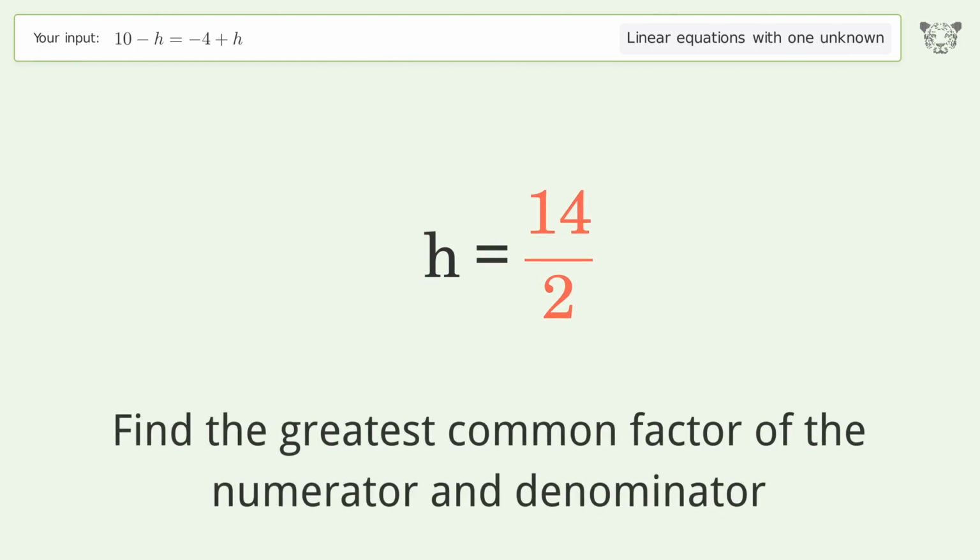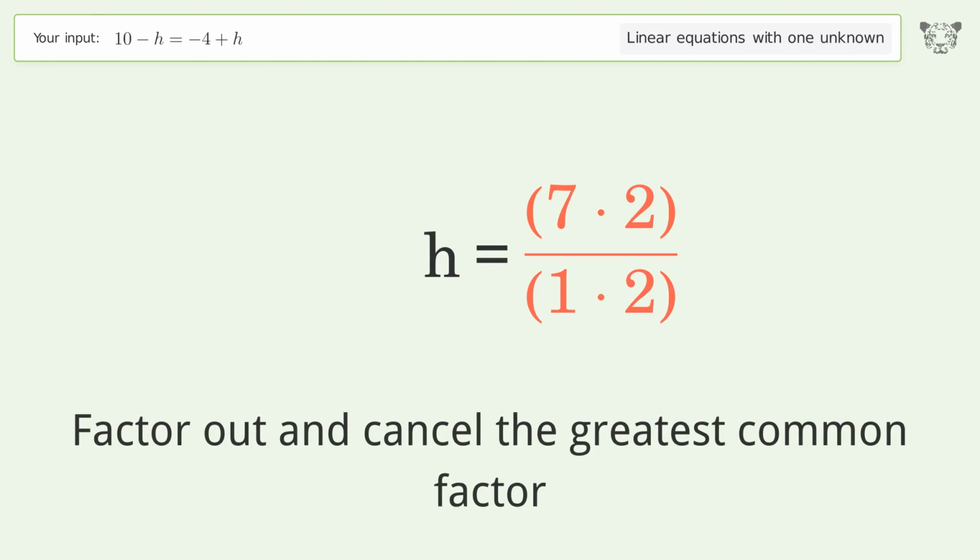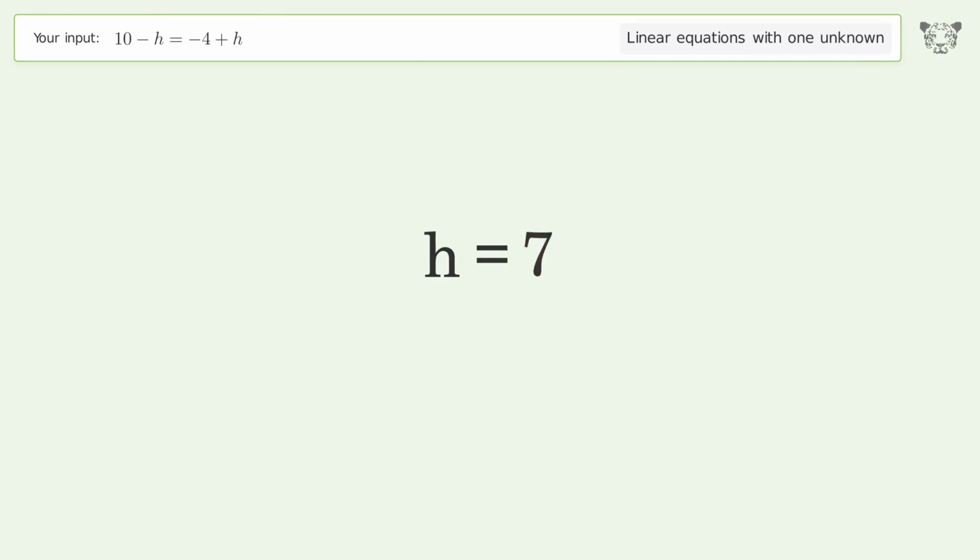Find the greatest common factor of the numerator and denominator. Factor out and cancel the greatest common factor. And so the final result is h equals 7.